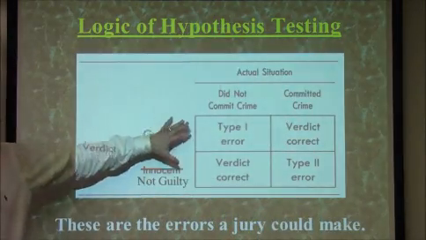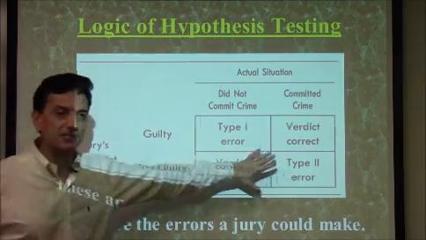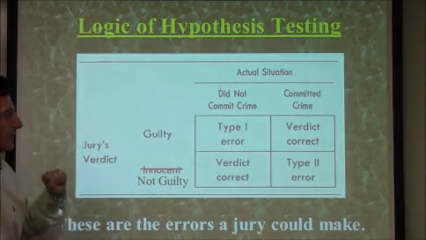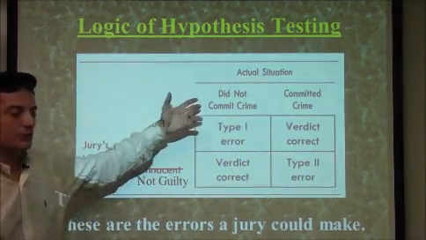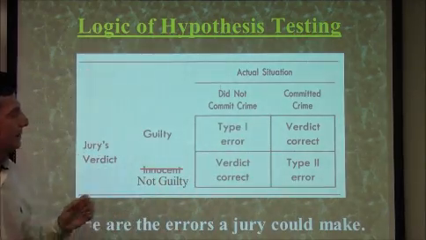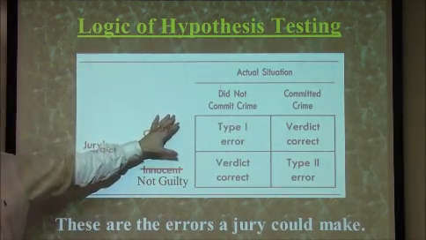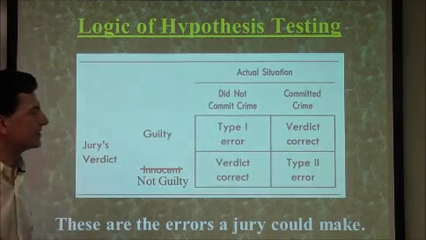Okay? Let's see if we can schematize a decision matrix that a juror would have to go through, and that describes juries typically quite well. And then we'll see if we can tweak it just a little bit so we can understand how scientists use a similar kind of decision matrix.